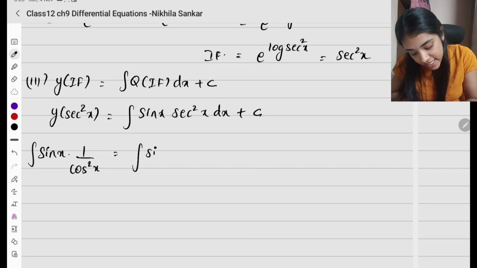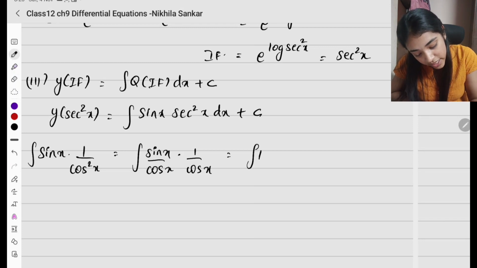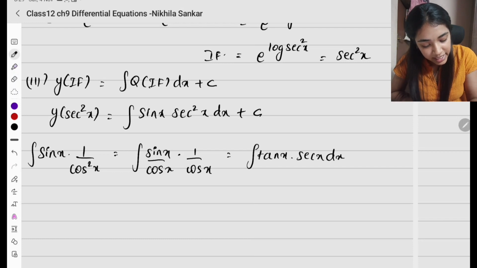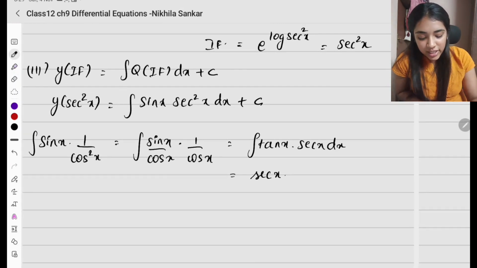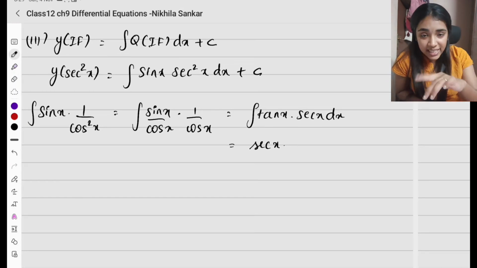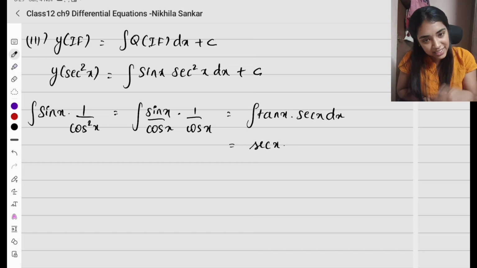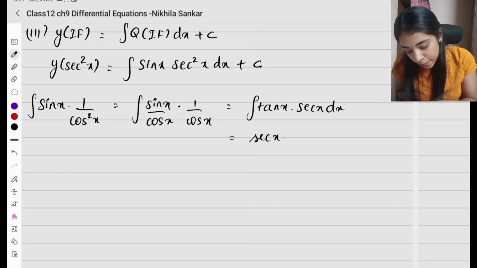I can further write this as sin x by cos x times 1 by cos x, which is going to be tan x into secant x dx. The integral of tan x secant x is going to be secant x. Clear? Easy. Simple.